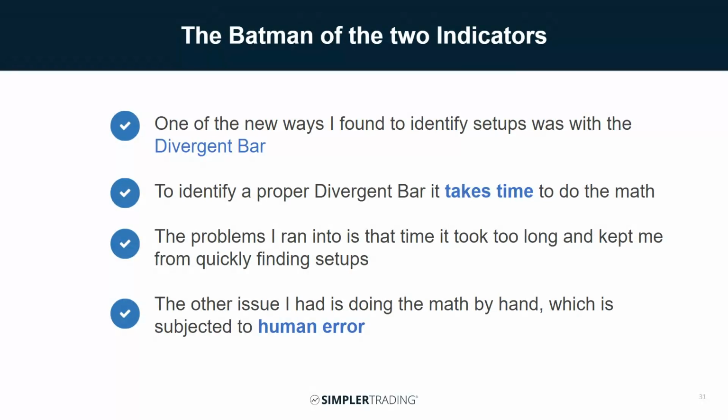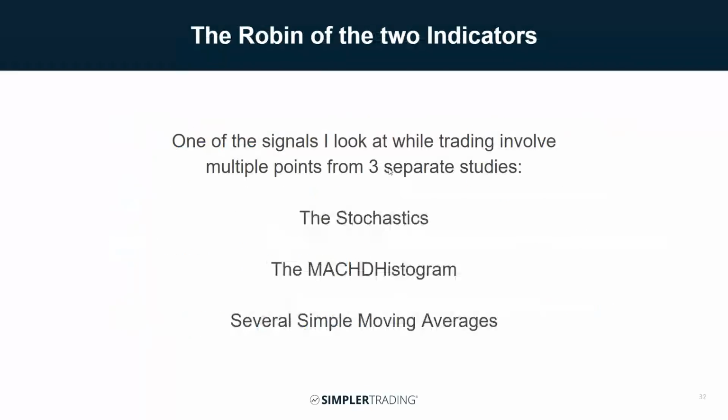So it stopped me from quickly finding the setups. And of course, the other issue was doing the math by hand. I am dyslexic, right? Sometimes I might misread a number or flip it around, and that, of course, is subject to human error. So sometimes I thought I had a signal when I didn't. At other times, I skipped over a trade thinking it wasn't a signal when it was. That was one of the frustrating things about this before the indicator was created.